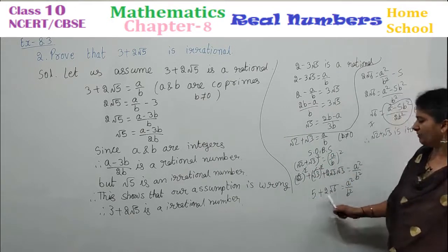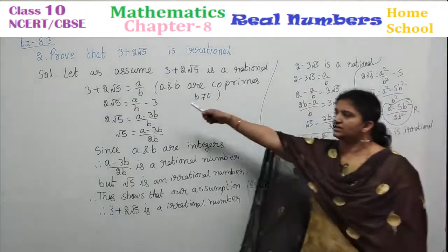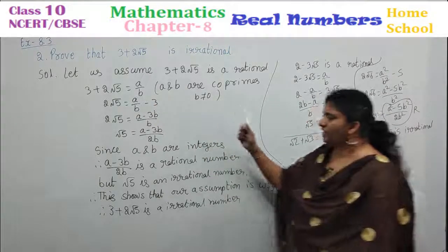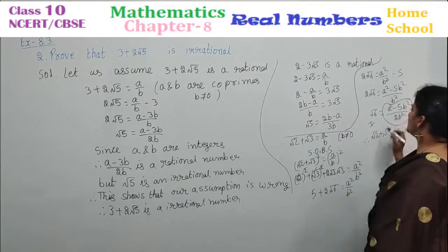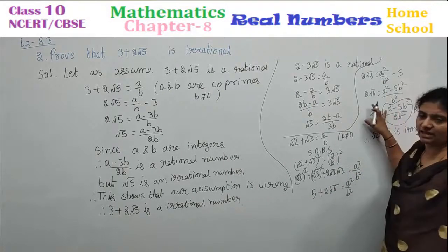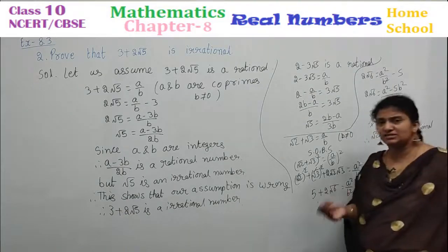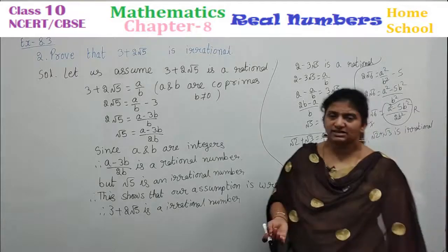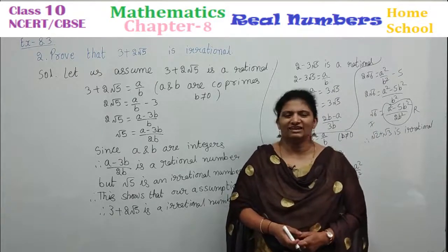So finally, 5 plus 2 root 6 is equal to a square by b square. So this step is similar to this, no? Then there onwards, same manner. 5 send other side, do LCM, then this becomes irrational, this cannot be rational, this is irrational. Therefore, my assumption is wrong. According to this, I say that root 2 plus root 3 is an irrational number.